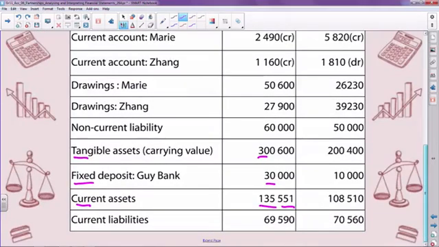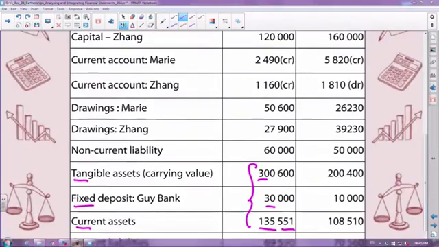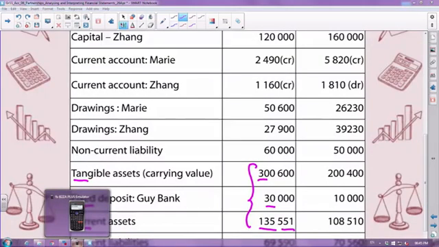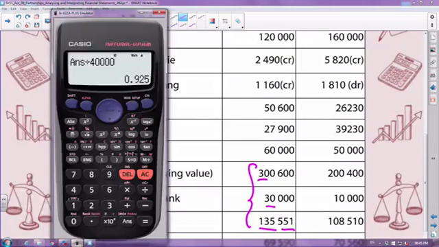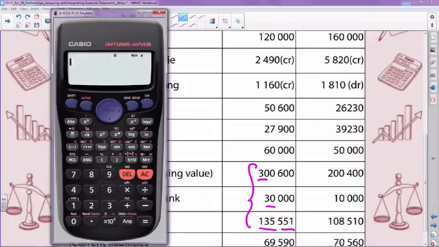And then further down, I've just got current liabilities. So my total assets would be an addition of the three amounts. Right, let's get the calculator out and let's calculate your total assets. Okay. Right, so we've got 300, okay, plus 30,000 plus 135,551, and that gives us a total of 466,151. So let's take that figure through.